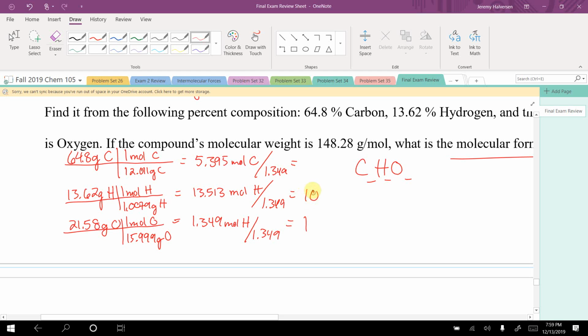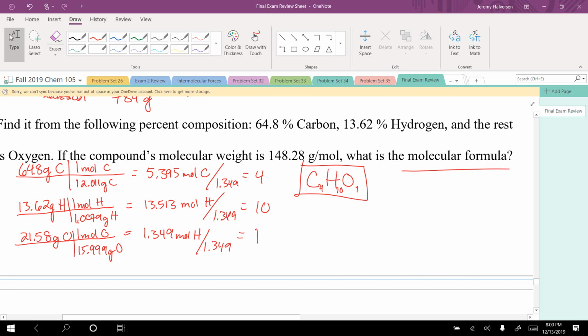I get 1 there. What do I get here? 10. What do I get here? 4. Awesome. So it's C4H10O1. But is that the answer? No. Why? What is that? That's the empirical formula. How do I check to see if that's the molecular formula?